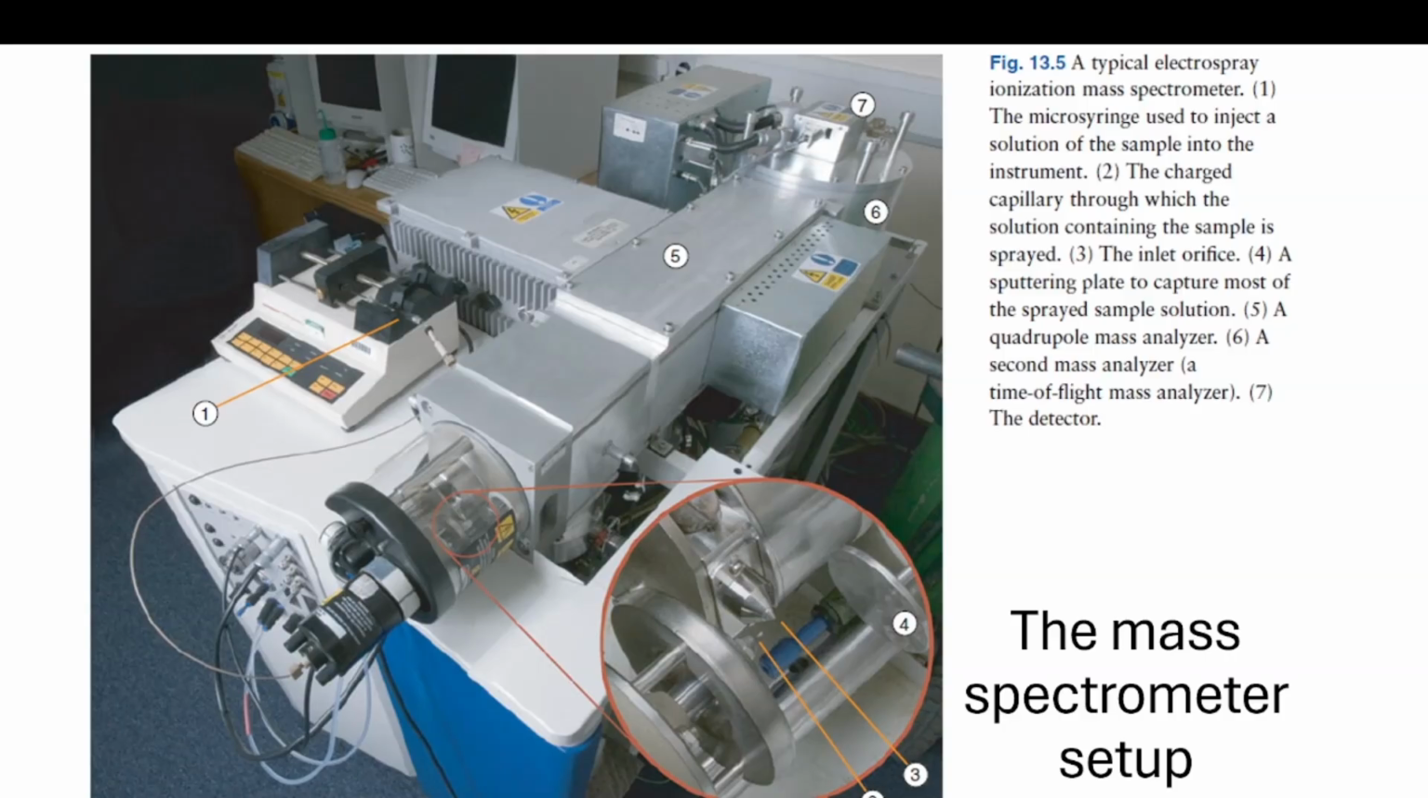Keep in mind that this charged capillary is used in the most popular ionization technique. Now, labels 5 and 6 correspond to a quadrupole mass analyzer and a time of flight mass analyzer. And this is exactly what we're looking for in tandem mass spectrometry. And finally, at 7 at the back here, we have a detector that's going to detect our mass-to-charge ratios.